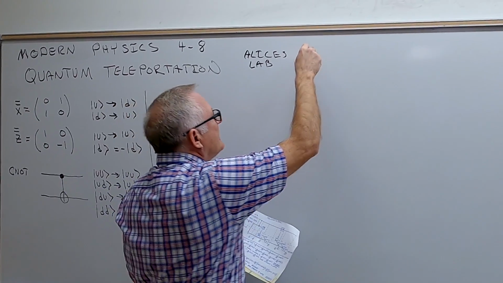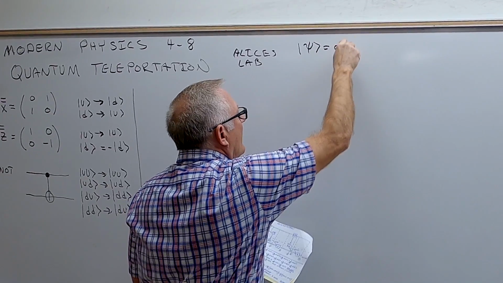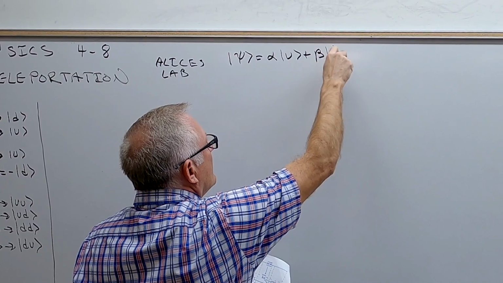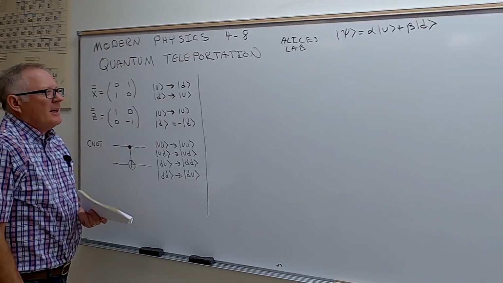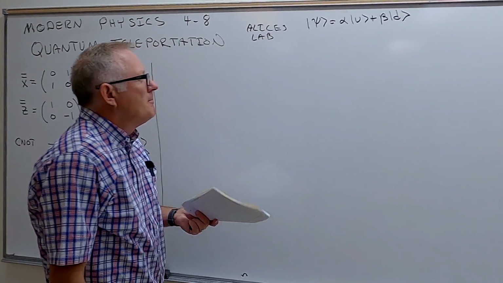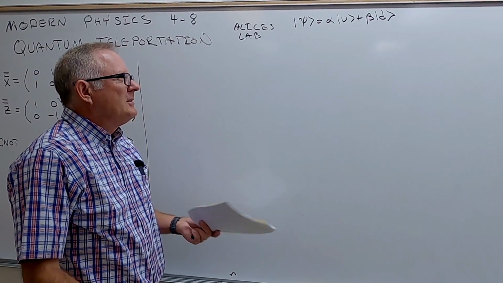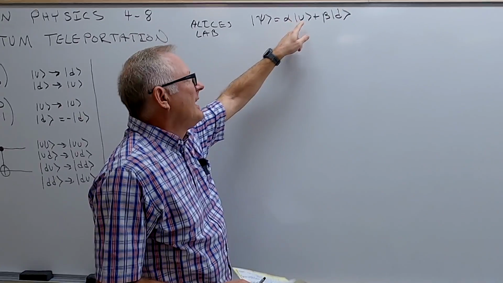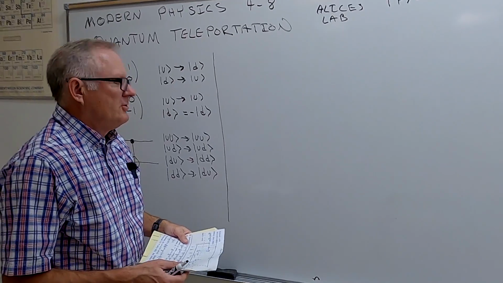So she has some state right here. Let's say psi is equal to alpha up plus beta down. That's what she wants to teleport over to Bob's lab. Now she does not know alpha and she does not know beta. If she tried to measure alpha or beta, she couldn't anyway. She'd have to have a whole bunch of them, and then this is just an average. When you square that, that's the average of your ups. But she would also destroy the bit if she tried to even measure it.